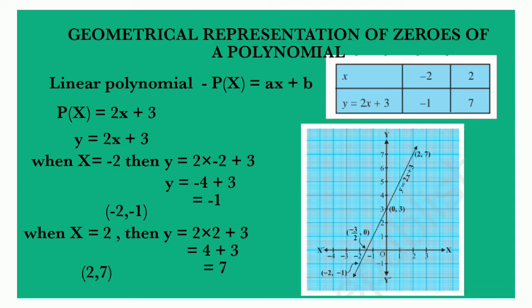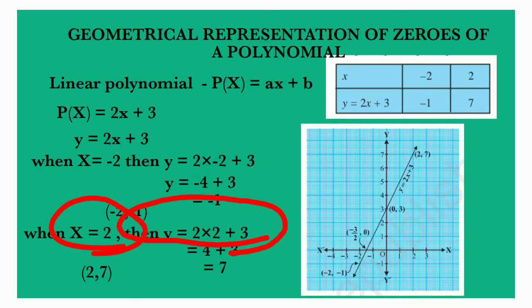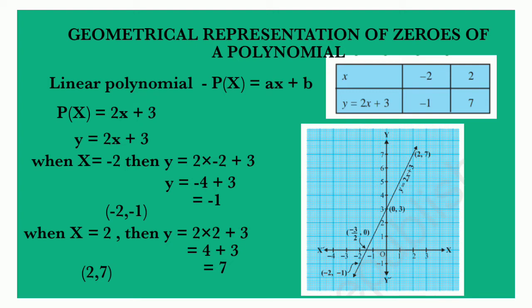Then next value, when x equal to 2, what happens here? Then y equal to 2 into 2 plus 3. 2 into 2 is 4. 4 plus 3 equal to 7. So the second coordinate we get is 2 and 7. So this is the column, x coordinate and y coordinate: minus 2, minus 1; 2, 7. So these coordinates we have to plot or represent on the graph sheet.